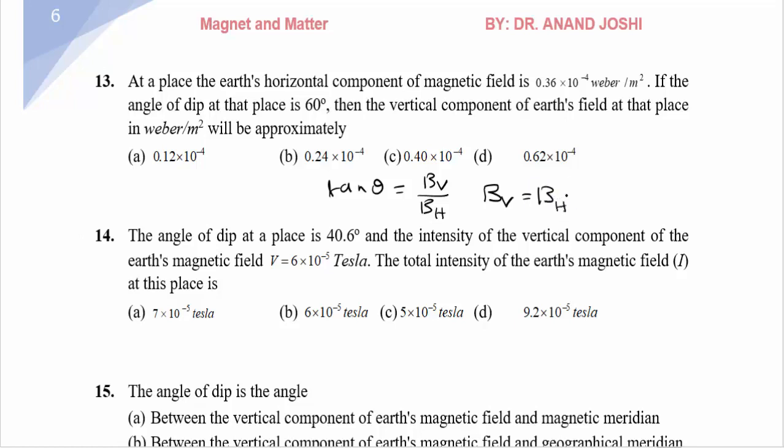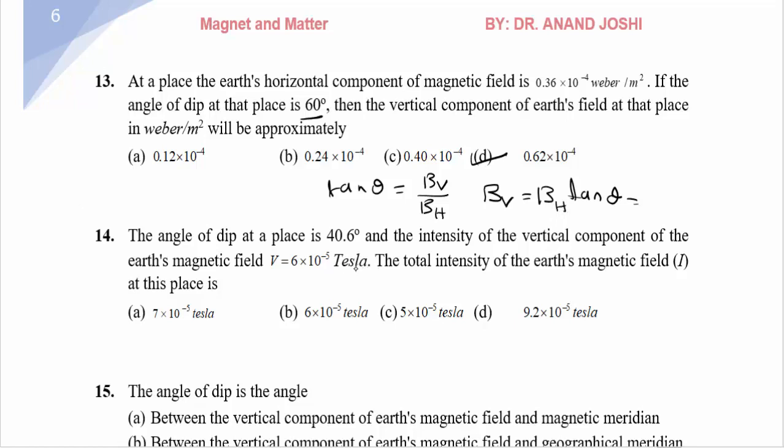BH tan theta. What is BH? It is given as 0.36 into 10 raised to minus 4. Theta is what? Sorry, 60 degree. Substitute theta as 60, BH as 0.36 into 10 raised to minus 4. We will get the correct option as 0.62 into 10 raised to minus 4. Substitute and do the calculation. Okay, answer is D.